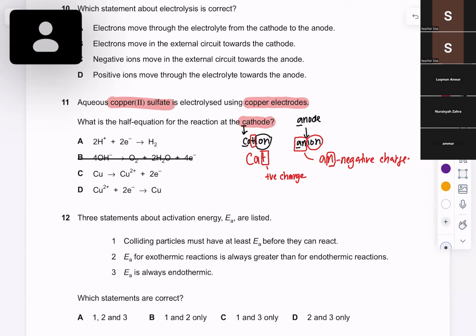Then, aqueous copper(II) sulfate. Aqueous means that you have water. If I go too fast, let me know so I can slow down. If you want to ask any question, just let me know, insyaAllah I will answer. So Cu2+, SO4 2-. Because it contains water, also H+ and OH-. The positive is a cation, the negative is an anion, and the cations will be attracted to the cathode.